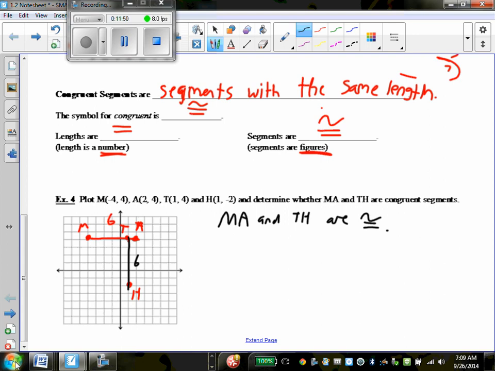Now, if we want to say that they're congruent in this picture, you saw this a little bit earlier on a quiz or a test, or both, for the midpoint stuff. If we put a line through both of them, what that says is that those two objects are congruent. So there you have it.